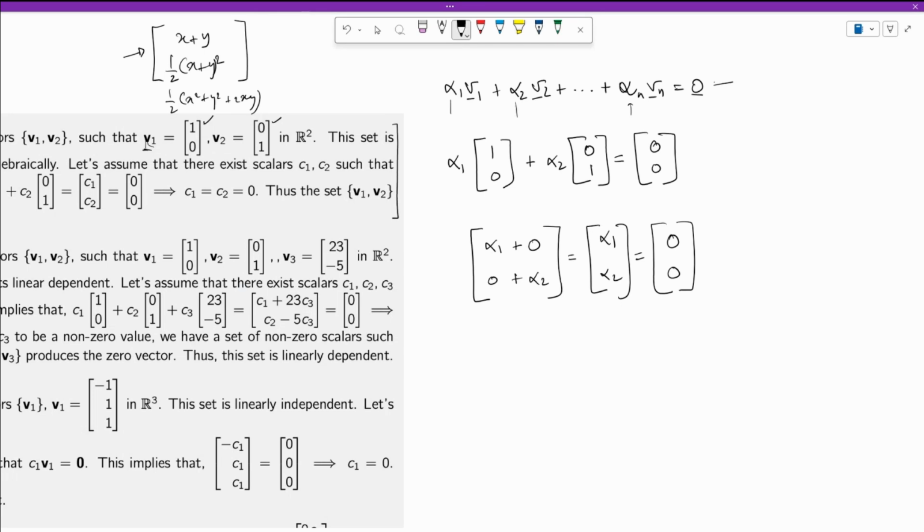That means the only values of alpha 1 and alpha 2 that will produce the 0 vector through a linear combination operation is if alpha 1 and alpha 2 are 0. That means this original set that we started with, the set of (1, 0) and (0, 1) vectors, has to be a linearly independent set. Okay, that means there is no redundancy in the set. Okay, all right.